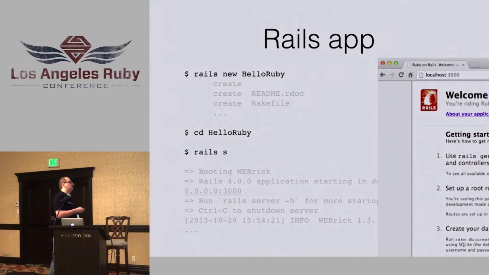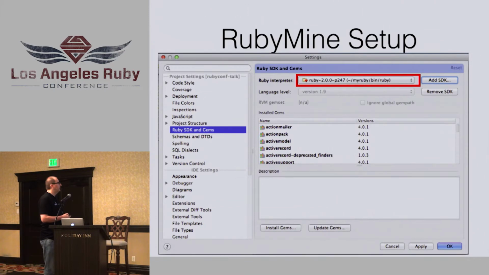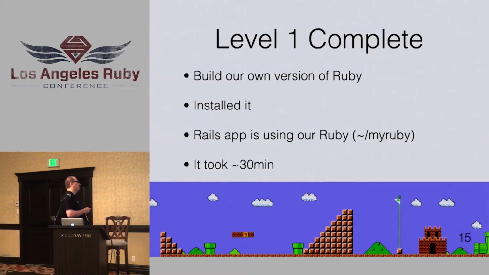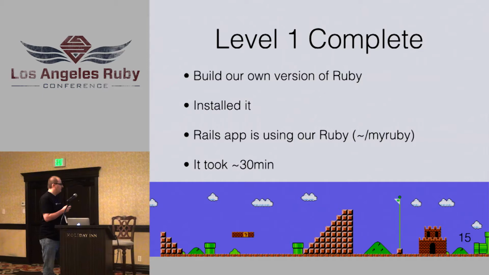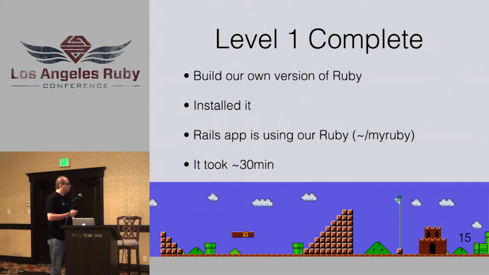And that's not very impressive. But what's impressive is that you can now change all those C files at your will and experiment with CRuby. Even if you're running RubyMine, you can just simply go to settings and set the SDK path to my Ruby, and you should be able to use it in RubyMine. Okay, so that completes level 1, which is within 30 minutes, you can install Ruby from scratch on your machine and be ready to use it.